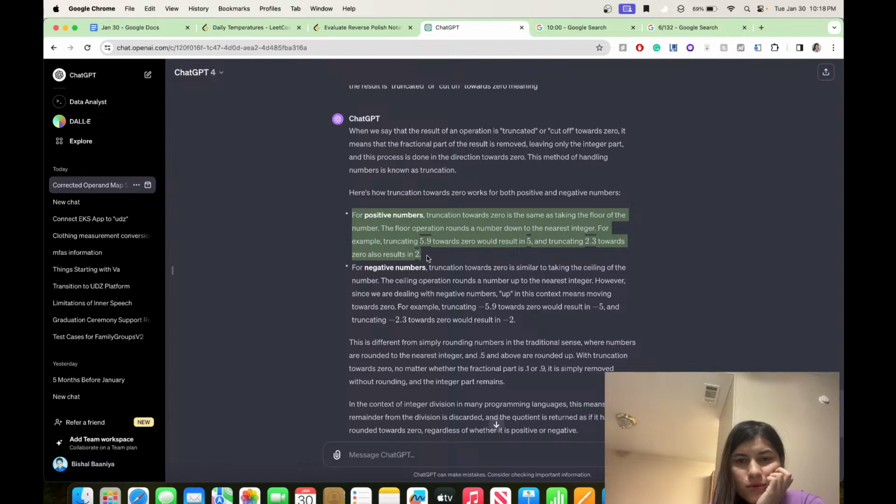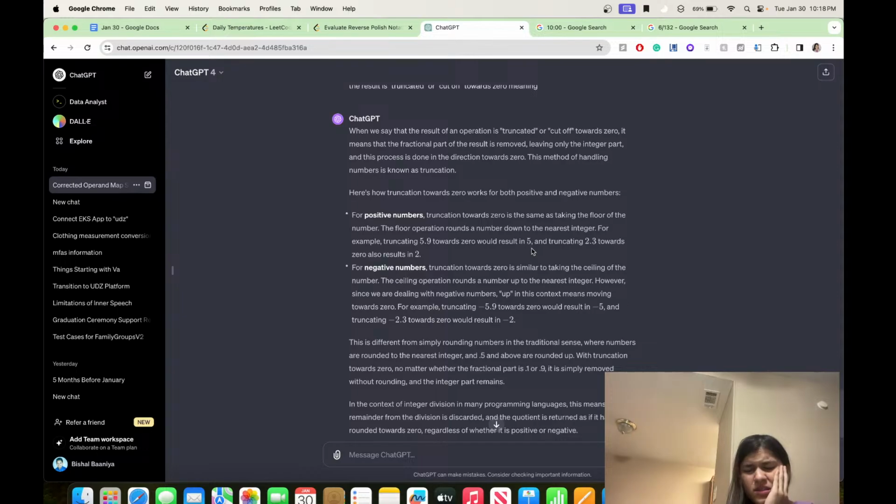I only knew about floor. So floor means rounds a number down to the nearest integer, right? For 5.9 towards 0, it would be 5, and truncating 2.3. Actually, the problem is that I do not even know what floor does, right? Truncation towards 0 is similar to taking ceiling. Ceiling rounds a number up to the nearest integer. However, since we are dealing with negative numbers, up means towards 0.